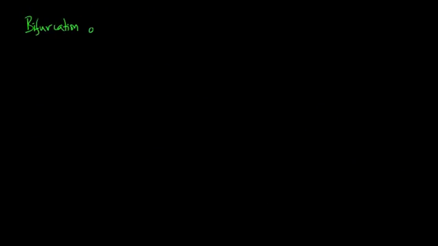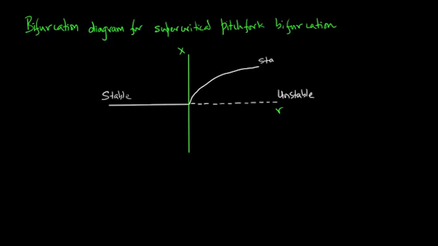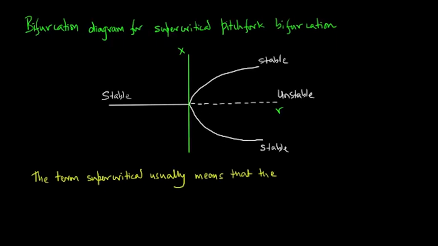Now let's consider the bifurcation diagram for a supercritical pitchfork bifurcation. So as is the norm, we go ahead and plot x versus r. The solid line is stable and the dashed line is unstable. So the straight line is stable, and that's another stable branch. The term supercritical usually means that the bifurcating solutions themselves are stable.